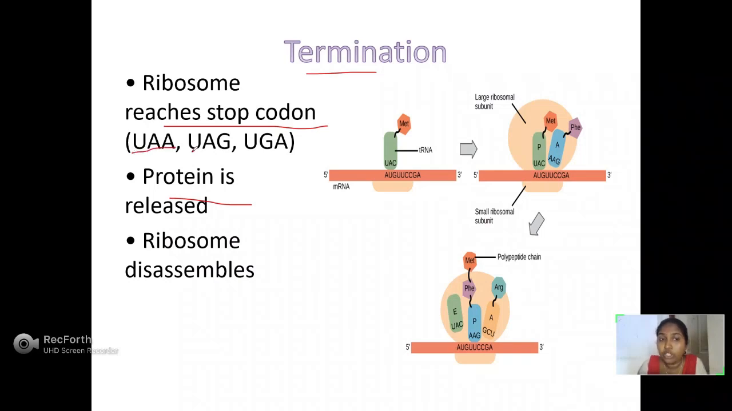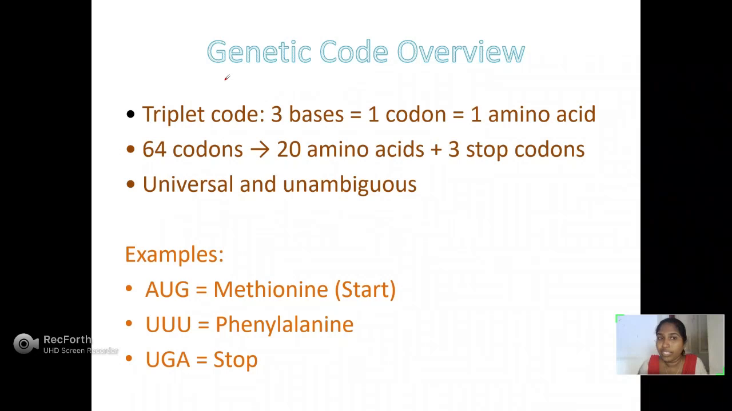Here you learn what the stop codons are. UAA, UAG, UGA: these three are the stop codons. When the ribosome reaches a stop codon in the mRNA, the protein gets released from the ribosome, and the ribosome disassembles into a large subunit and a small subunit in the cytoplasm. So you have learned about the termination process.